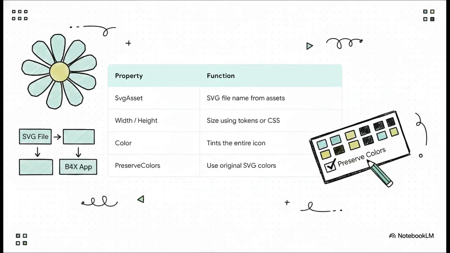Done. So once you have it on your layout, you can tweak how it looks right from the Properties panel. SvgAsset is the big one. That's where you tell it which SVG file to use. You can set the width and height, of course, and color lets you apply a single color tint to the whole icon. Now, the one little catch is the Preserve Colors checkbox. If your SVG already has its own colors and you want to keep them, just check that box. See, it's really, really straightforward.